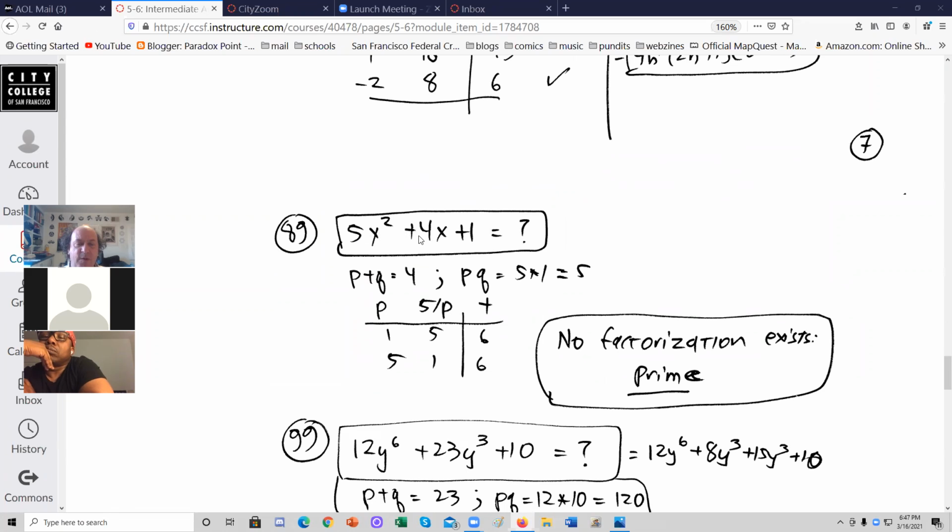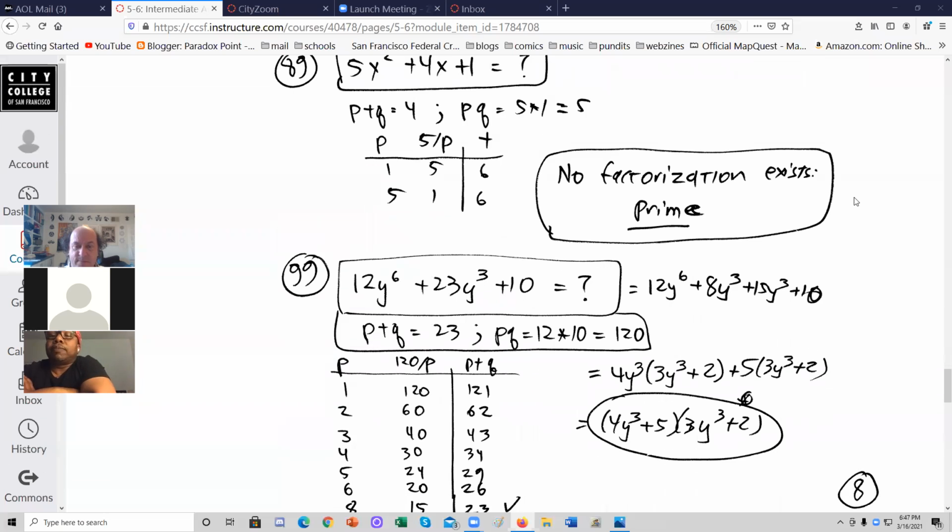5x squared plus 4x plus 1. We want p and q to sum to 4, and their product is 5 times 1, which is 5. Well, no matter how you try it, you get 6, not 4. So no factorization exists. This is a prime polynomial. It doesn't factor at all. And that happens, be advised. Don't give up too easily, though.